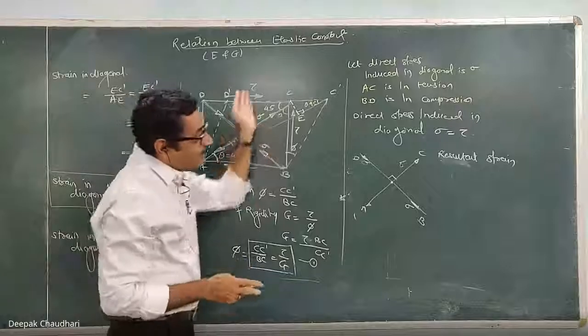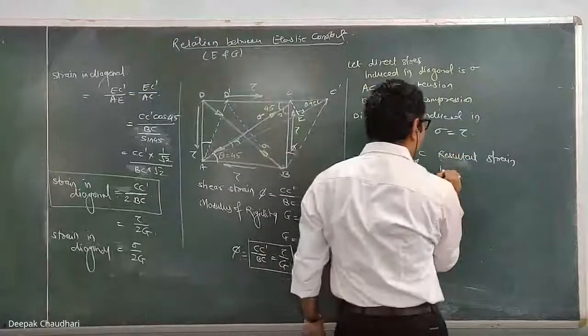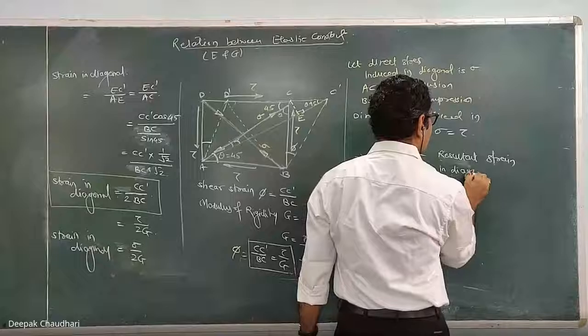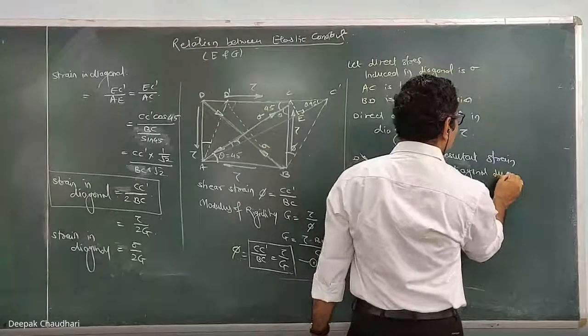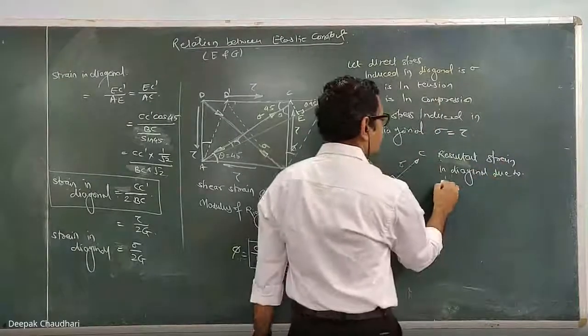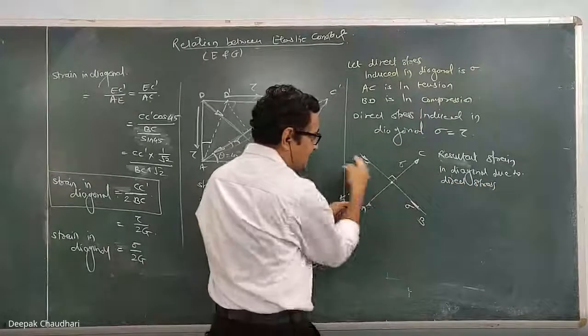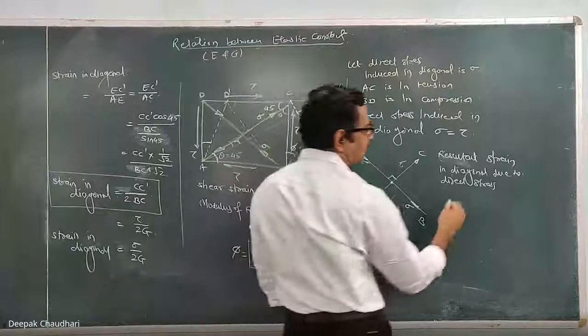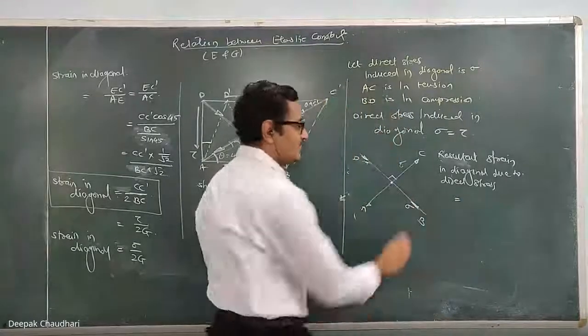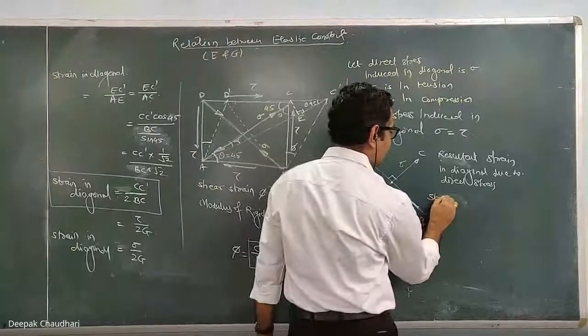And now I am going to calculate the resultant strain in diagonal due to direct stress. How much strain will come in it because of this sigma, that I am going to calculate. So this is the strain in diagonal, the resultant strain in diagonal.